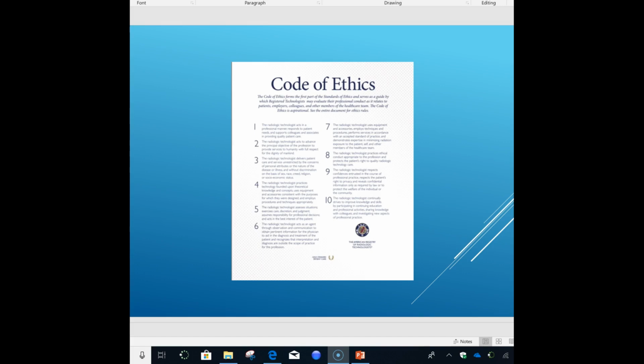Number ten, the rad tech continually strives to improve knowledge and skills by participating in continuing education and professional activities, sharing knowledge with colleagues, and investigating new aspects of professional practice. So in our line of work, we do have continuing education, and that's the way that we are able to stay on top of advancements in our profession.